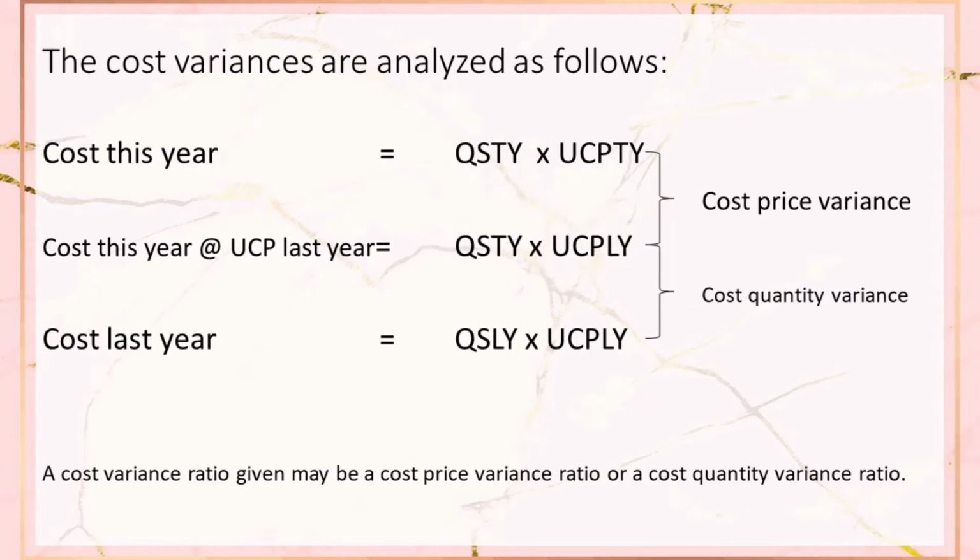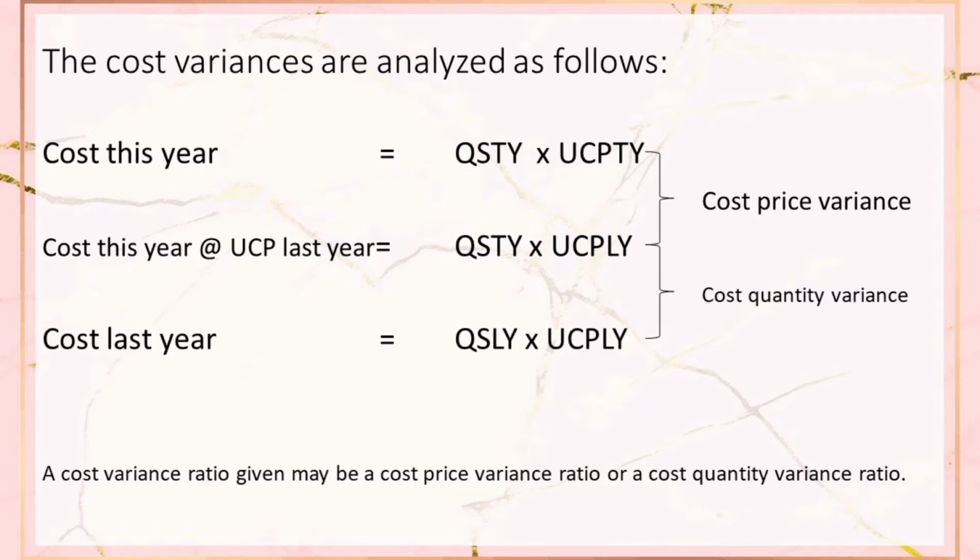To get the cost last year, multiply the quantity sold last year by the unit cost price last year. So, if we deduct the cost this year at unit cost price last year from the cost this year, we will get the cost price variance. And if we deduct the cost last year from the cost this year at unit cost price last year, we'll get the cost quantity variance.